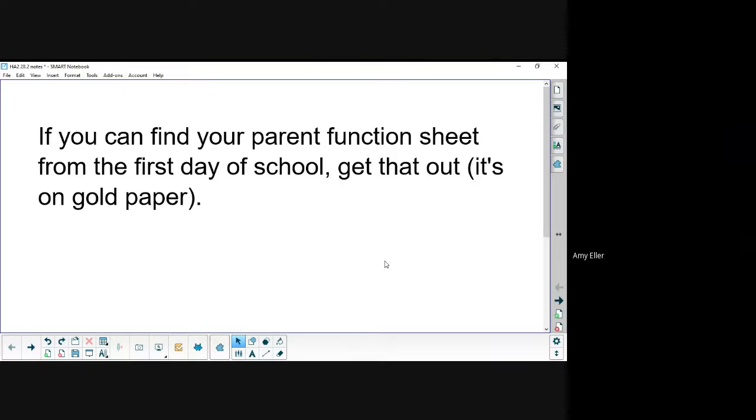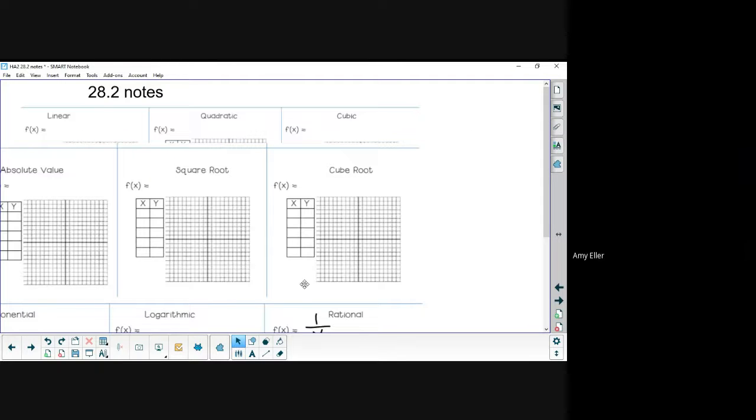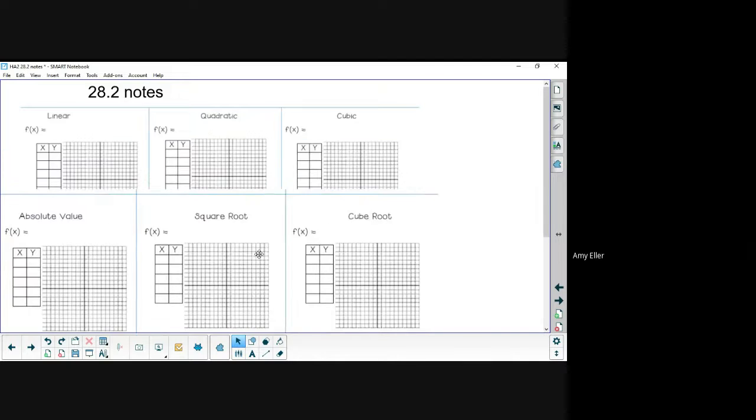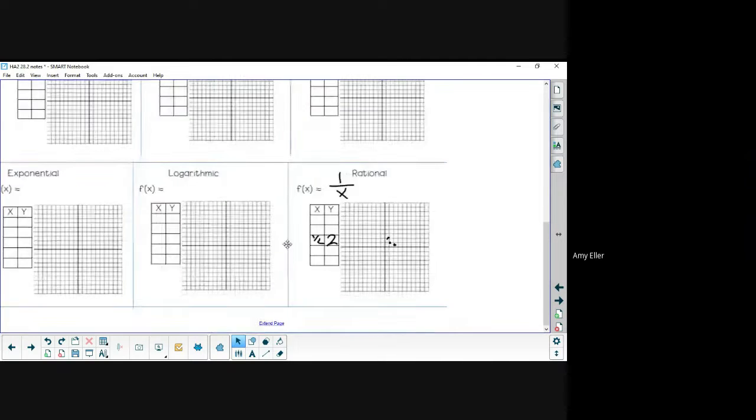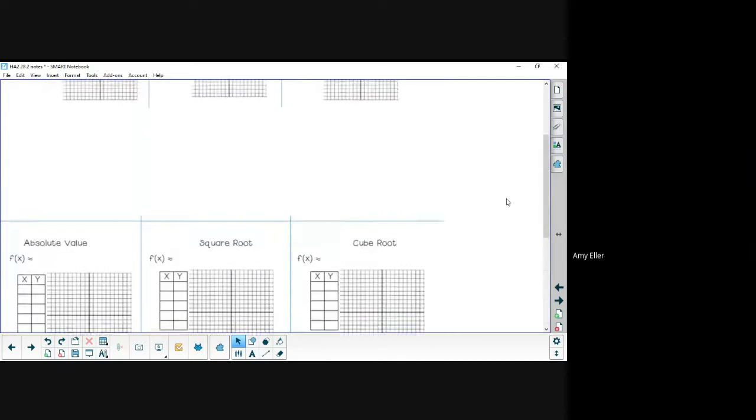Have one more color on the coloring page. If you do not have the gold sheet, then you can write what we're going to write on paper. Just a second here. So your gold sheet from the beginning of school looked like this. These are all parent functions that we've done before.